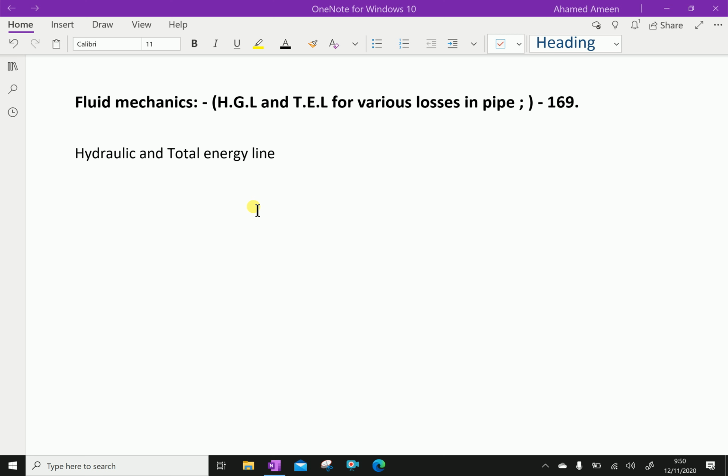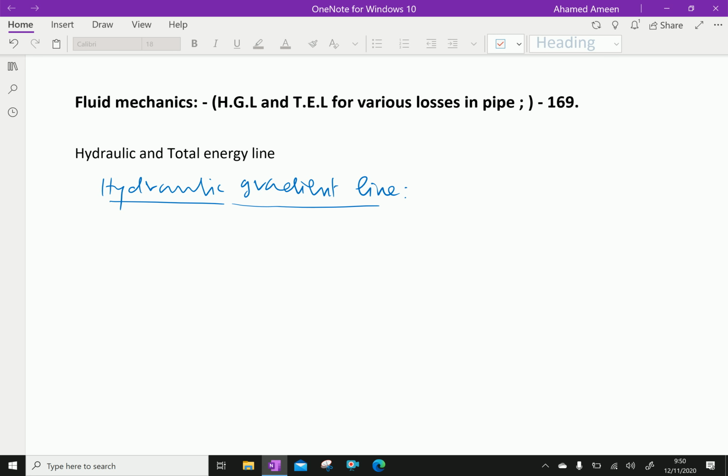Now, the hydraulic gradient line is known as the sum of pressure head P over W and datum Z.